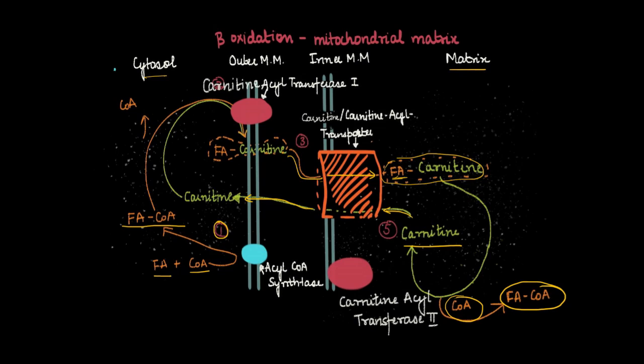So there are 5 steps. First there will be combination of coenzyme A with fatty acid, then there will be combination of fatty acid with carnitine, then there will be transport of this complex inside the matrix. Then next what happens is separation of fatty acid from carnitine and attachment of fatty acid with coenzyme A, and the last step is shuttling back of carnitine into the cytosol. तो अब हमारे पास fatty acid mitochondrial matrix में present है. So this is now ready for oxidation.